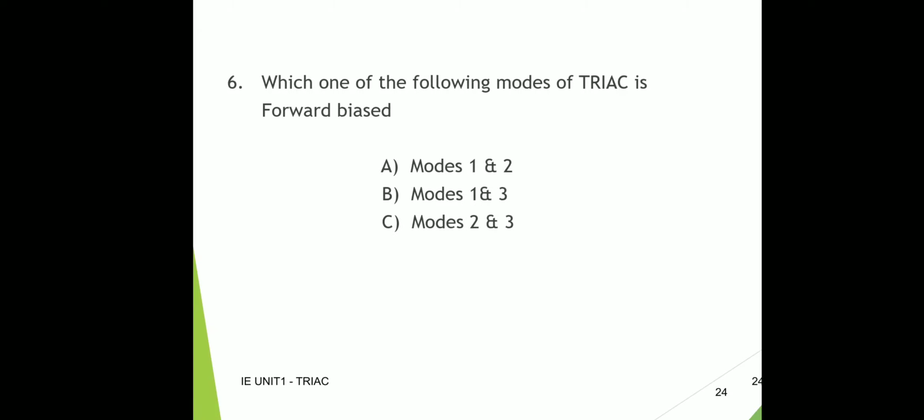Next question. Which of the following modes of triac is forward biased? Forward biased means the first quadrant. What are the modes of operation? Option A is modes 1 and 2. Option B is modes 1 and 3. Option C is modes 2 and 3. And option D is modes 3 and 4. So what is the answer? The triac in forward bias is for modes 1 and 2.